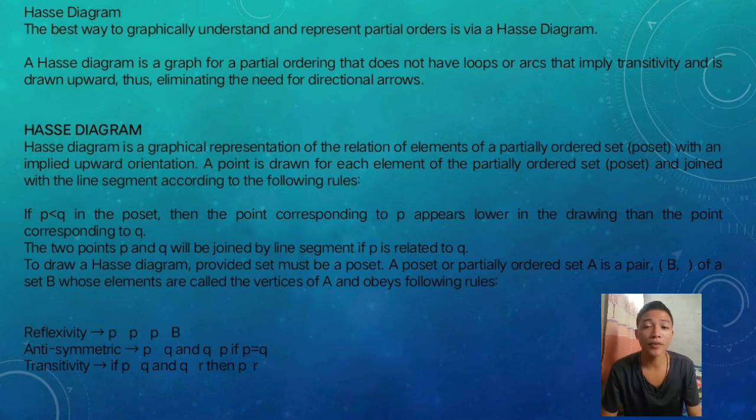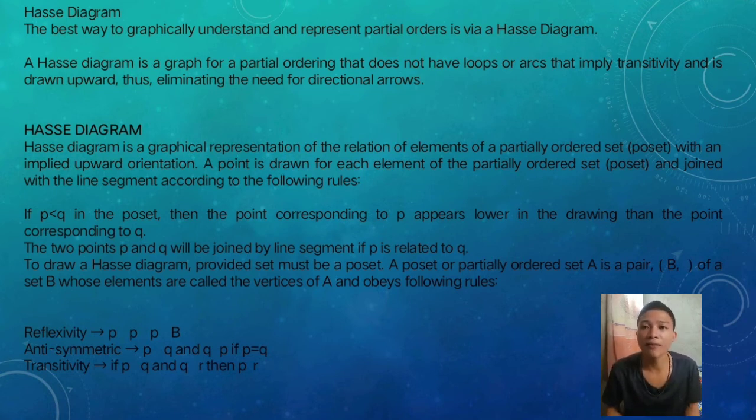Hasse diagram. The best way to graphically understand and represent partial orders is via a Hasse diagram. A Hasse diagram is a graph for a partial ordering that does not have loops and arcs that imply transitivity and is drawn upward, thus eliminating the need for directional arrows. A Hasse diagram is a graphical representation of the relation of elements of a partially ordered set, or poset, with an implied upward orientation. A point is drawn for each element of the partially ordered set and joined with line segments according to the following rules.